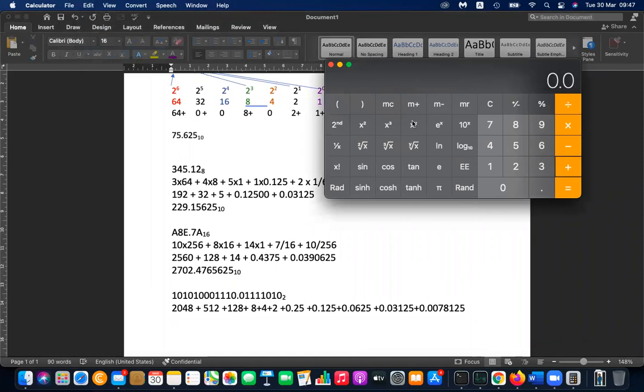Then 0.03125 plus 0.0625 plus 0.125 plus 0.25 plus 2 plus 4 plus 8 plus 128 plus 512 plus 2048. Okay, you can see the value. That is the same. So even if you use this method, you should get the same value.